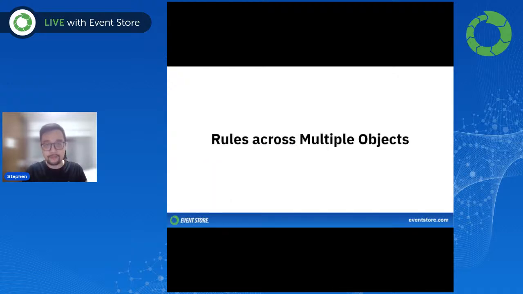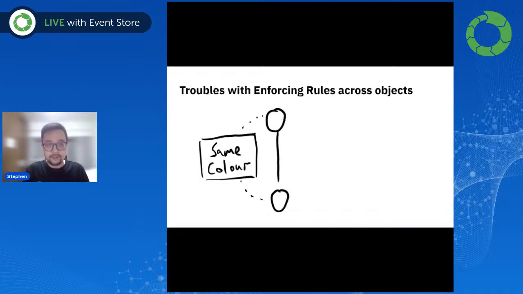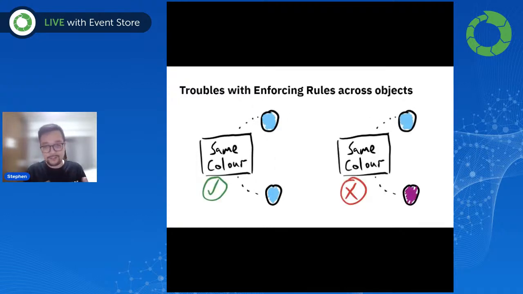On the other hand, let's see how things are when you have rules that are a little more complicated. When rules span across multiple objects, the rules become harder to enforce. Say we have two simple objects here that share a simple rule where the color in both objects must match at the same time. If the color properties in both objects are the same, the rule is satisfied. If not, then it fails.